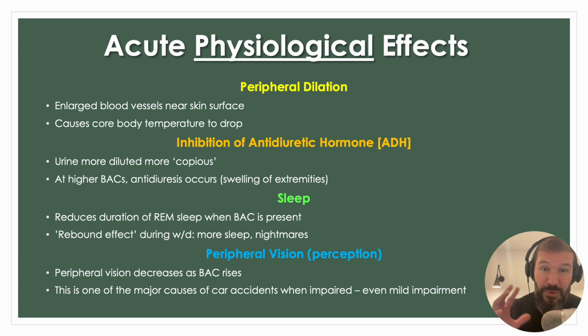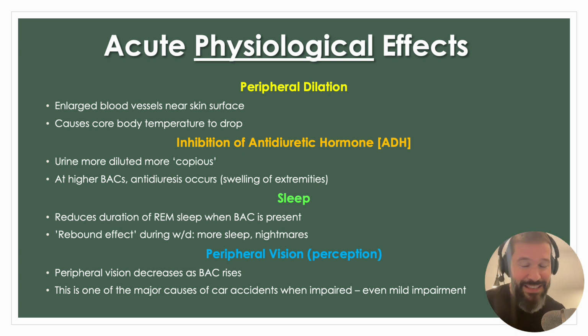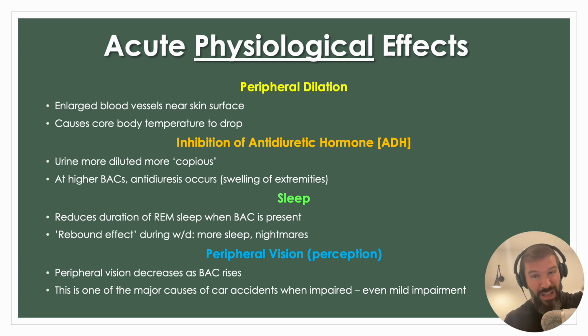Diuretic refers to water, or fluids. So an antidiuretic hormone is the thing that prevents you from constantly peeing all the time uncontrollably. Alcohol inhibits that hormone. In other words, it causes you to pee more often. At higher levels, antidiuresis occurs, which is swelling of extremities. Not good, by the way.